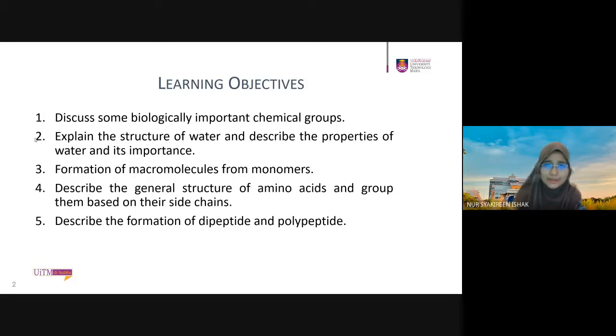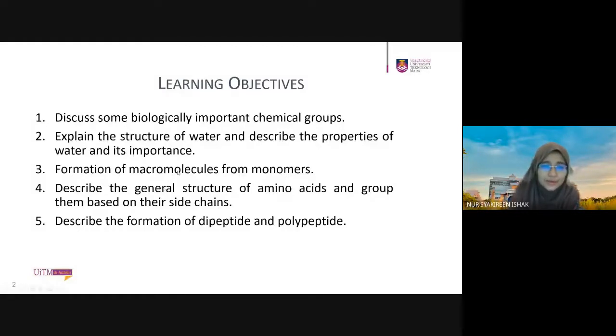So it can be acidic, it can be basic, it can be polar, non-polar. Depending on the side chain that is present in the amino acid, it will determine the function of that protein. And then number 4, describe the general structure of amino acids and group them based on their side chain.